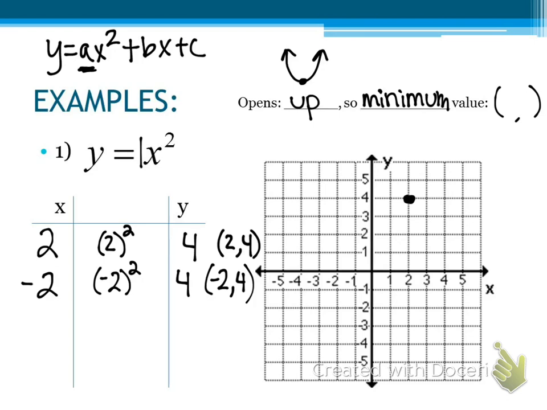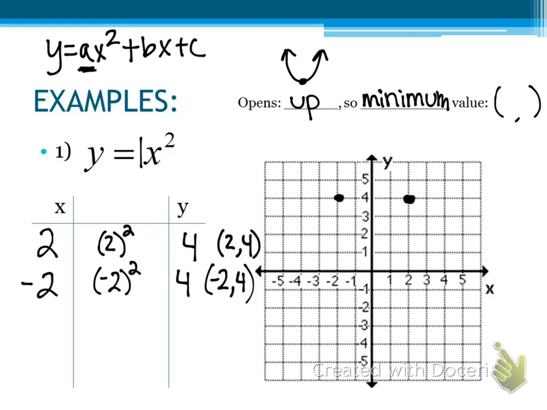How am I going to get to that point? Keon? Left 2, up 4. Good. Put a point there. Now, this is making it look like my line might be a straight line. That is not the case. We got to plug in more points to get a good idea of what this graph looks like. So I got to have something else to plug in.